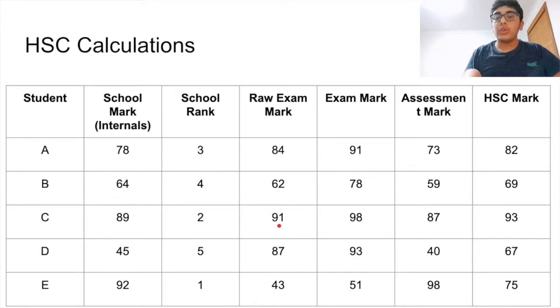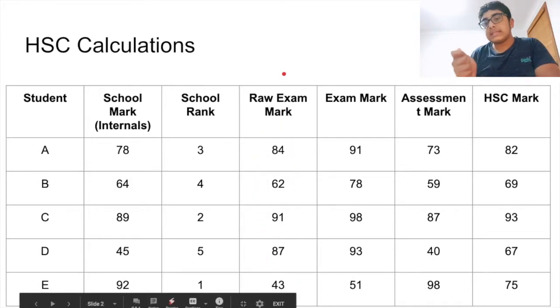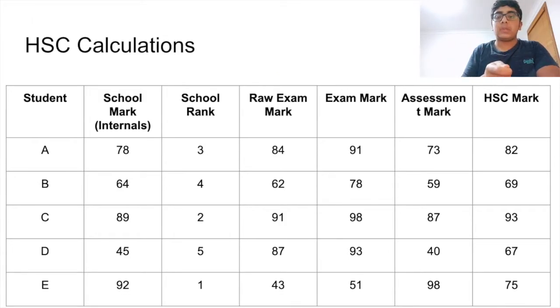This mark is what you get in the HSC examination. For example, in 2020, the HSC chemistry exam is going to be held on the 9th of November 2020. Yeah, so whatever happens on that exam is what we're going to talk about right now. Let's just say that student A, B, C, D, E get the following raw exam marks. Raw exam marks is the exam mark that you get in the exam.